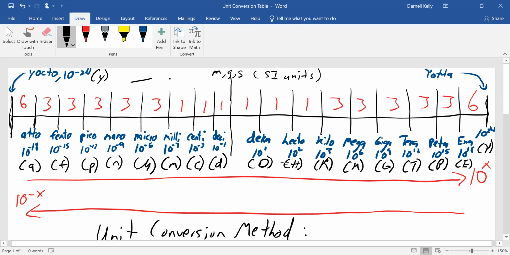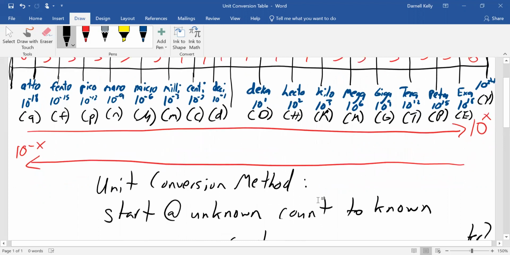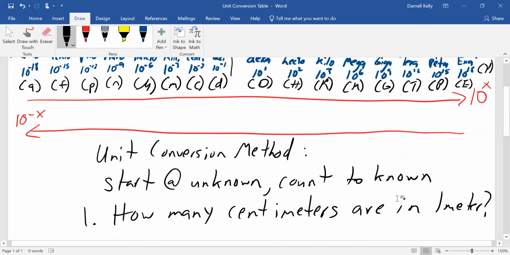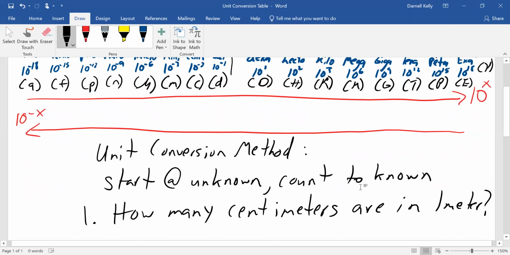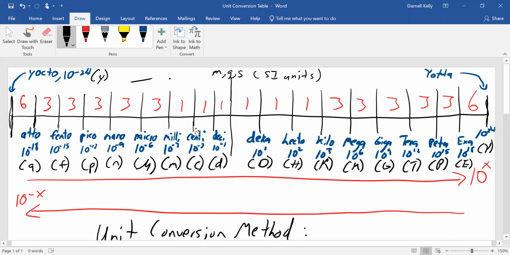I'll explain this part here in a second. But let's see, our unit conversion method is we're going to start at the unknown quantity and we're going to count up or down to the known quantity. So for example, what if we wanted to figure out how many centimeters there are in 1 meter? Well, we start at the unknown, which is the centi here, and we're going to count the powers of 10 that separate centi from the baseline meter, right here in the middle.